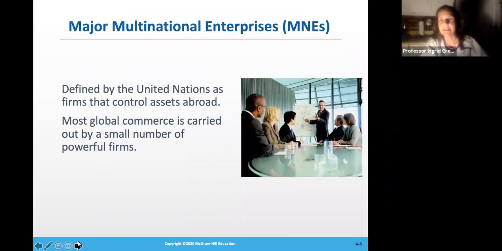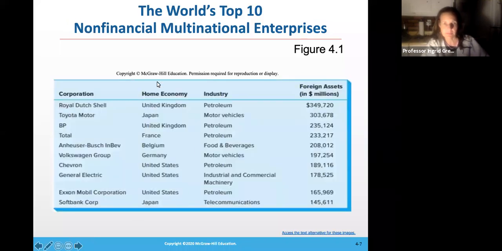Multinational enterprises, MNEs. So many of you will work for a multinational. All of you have bought something from a multinational. MNEs are defined by the United Nations as firms that control assets abroad. Most global commerce is carried out by only a small number of powerful firms. It probably makes a lot of sense. The list on the next page is the world's top 10 non-financial multinational enterprises. What they mean by non-financial is that they're not banks, because banks are quite large as well. But this is any product besides a bank.